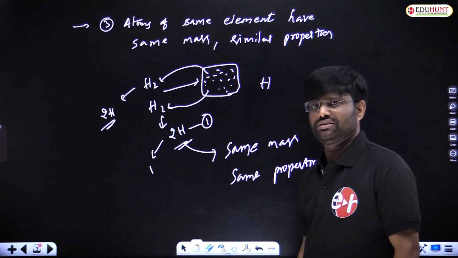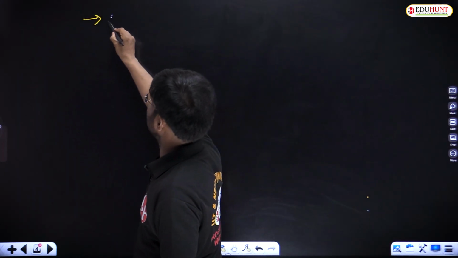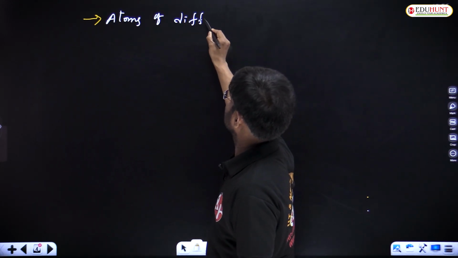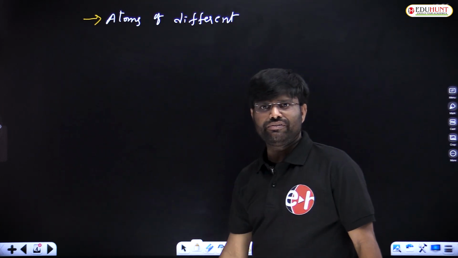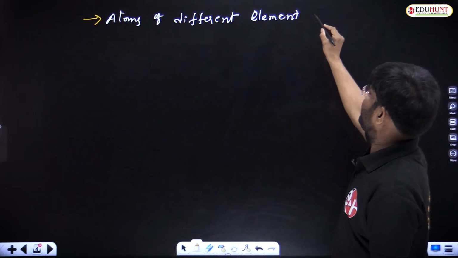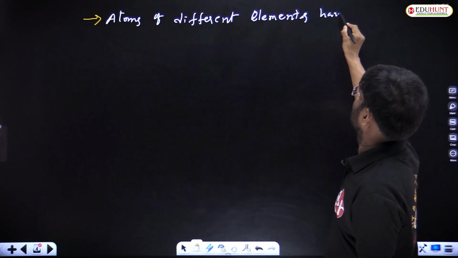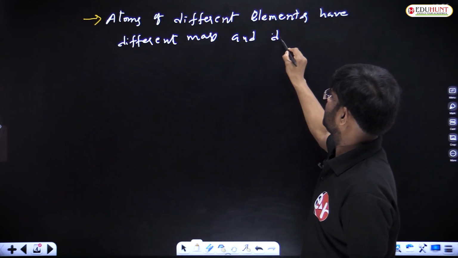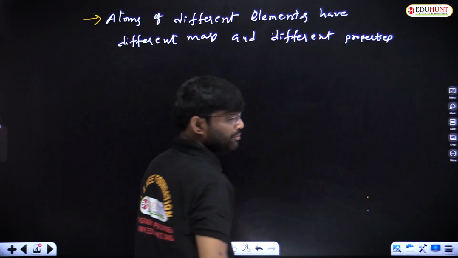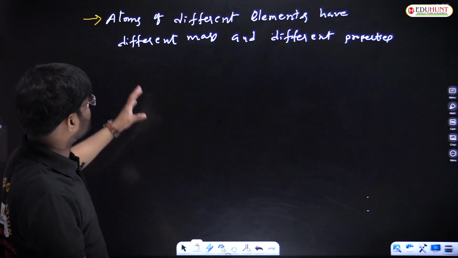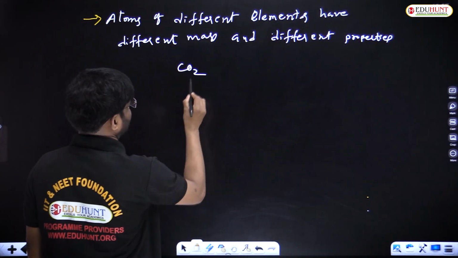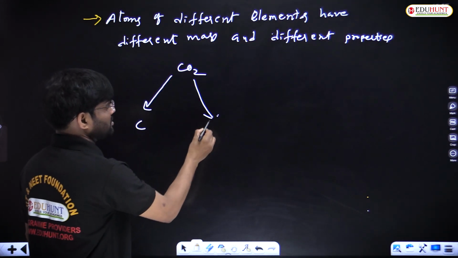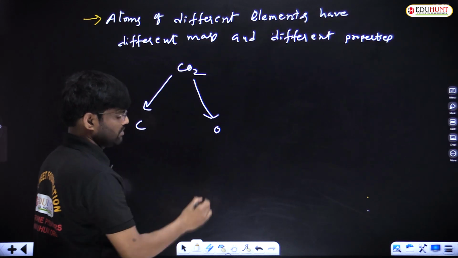Example like this, hydrogen gas. So next, the fourth point: atoms of different elements have different mass and different properties. I am taking one example to understand atoms of different elements. Suppose I am taking carbon dioxide. Here carbon is one element, and oxygen is another element.